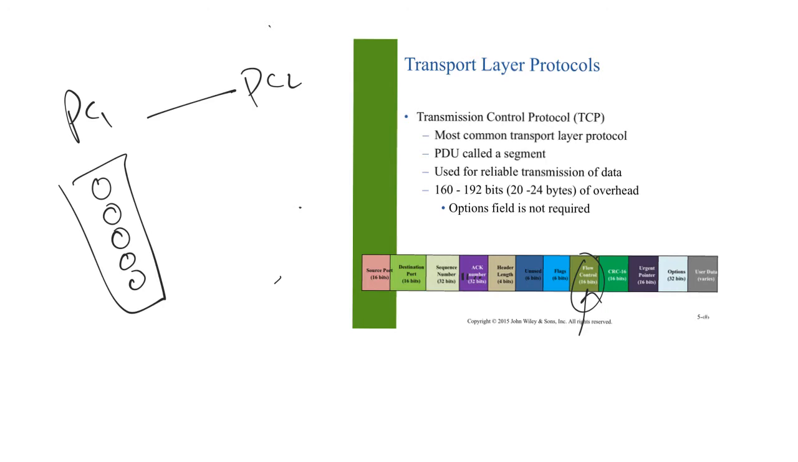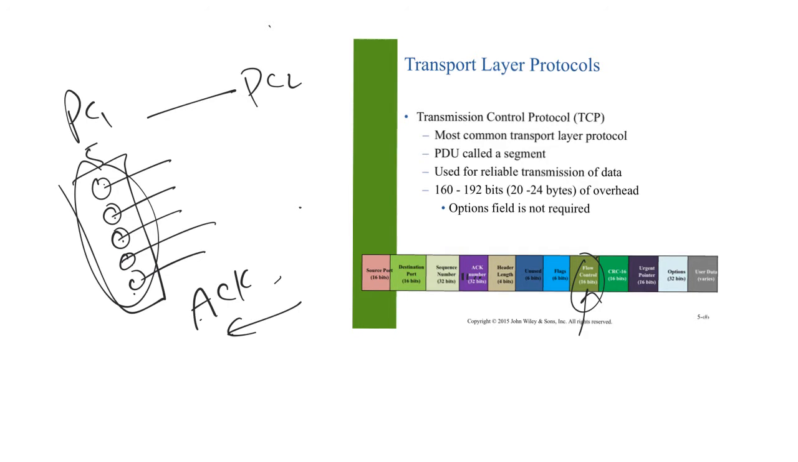So let's say the window is 1, 2, 3, 4, 5. PC1 and PC2 agree on the sliding window to be 5. So PC1 will send 1, 2, 3, 4, 5, and then it will wait for an acknowledgement for all 5 packets. If it receives the acknowledgement for all 5 packets, then it will send 6, 7, 8, 9, and 10, and so forth. This flow control is negotiated between the sender and the receiver.